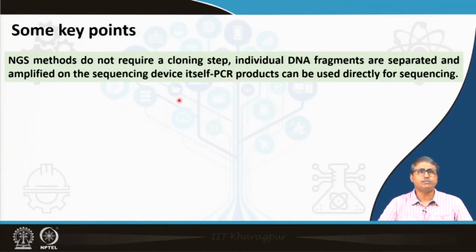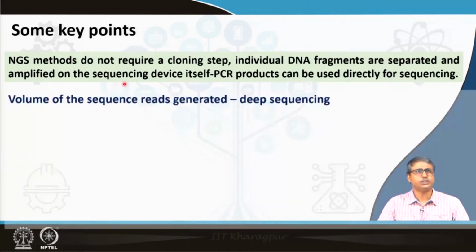Some key points before we go on: the NGS methods do not require a cloning step. Individual DNA fragments are separated and amplified on the sequencing device itself. PCR products can be used directly for sequencing. So we use the genetic soup, do a PCR, and the PCR product, which actually has millions or even billions of different reads, is subjected to the sequencing machine.